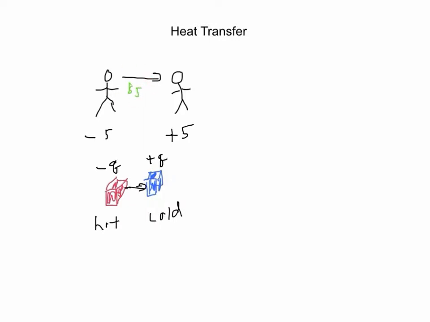The money example works the same way for the temperature heat example, in that the Q lost must equal the negative of the Q gained. If the hot block lost 10 joules, then the cold block must gain 10 joules.